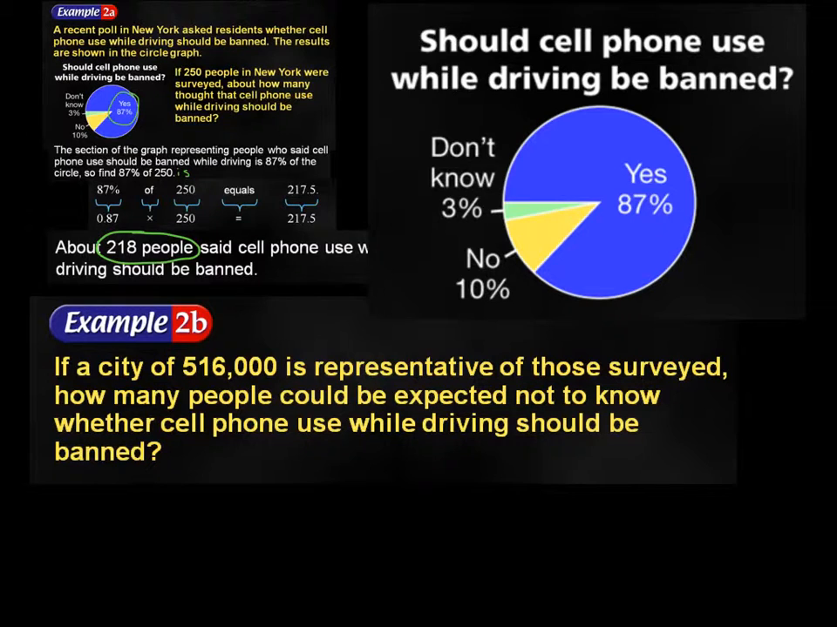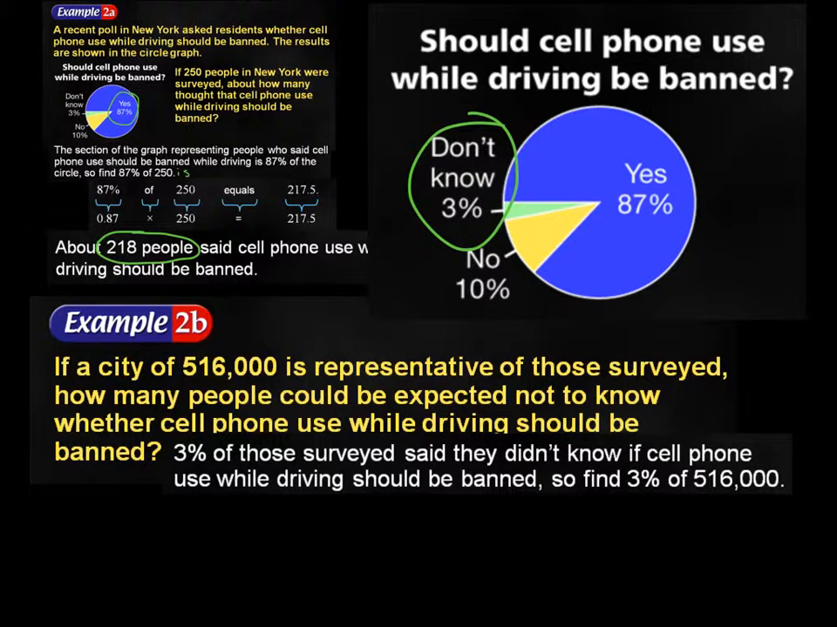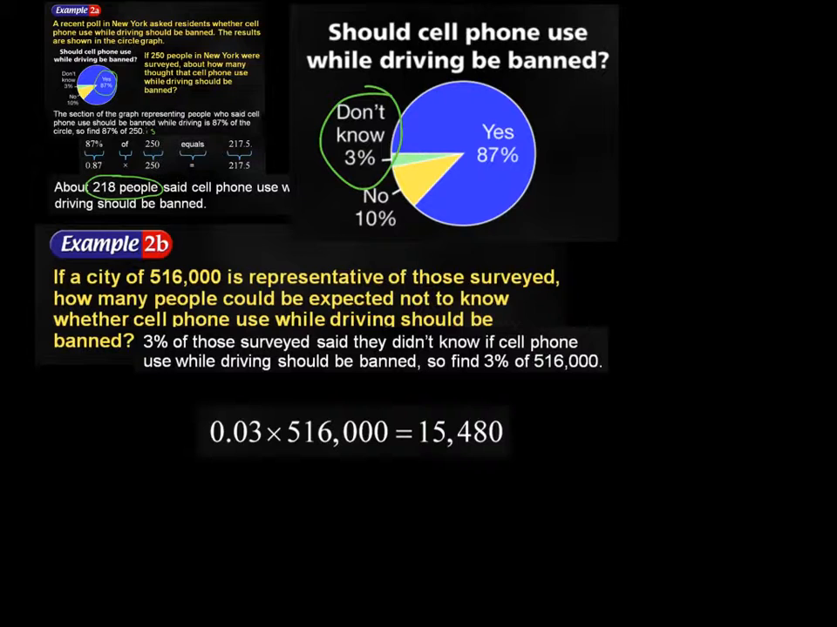Similar question, if a city of 516,000 is representative of those surveyed, how many people could be expected not to know, can't make up their mind, whether cell phone use while driving should be banned? Well, there were 3% that couldn't commit. So 3% as a decimal is 0.03. Of always means times.